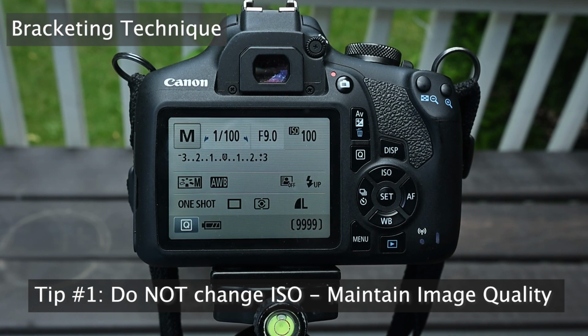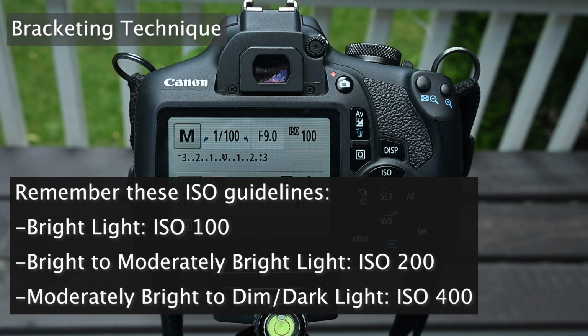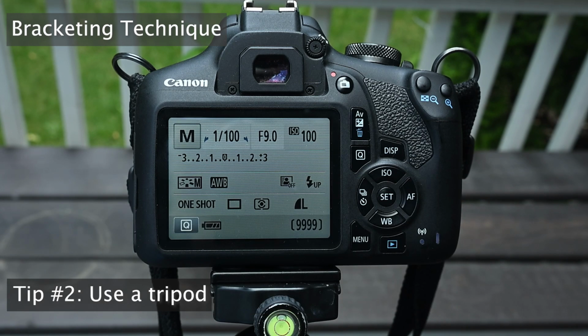So if you end up in an area where you potentially need to go into the higher ISOs to accomplish this technique, you are going to risk losing that dynamic range and the sharpness in your images. Leave ISO alone, pick the appropriate one that is going to maintain your image quality, and use a tripod for this technique.